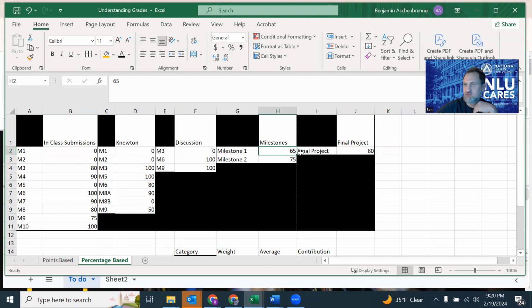I think this is a nice tool for you to have so that it just gives you more sense of control over what work I need to do in order to get the grade that I'm shooting for. All right, hope that was helpful.